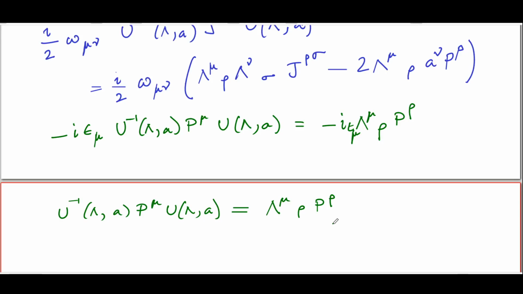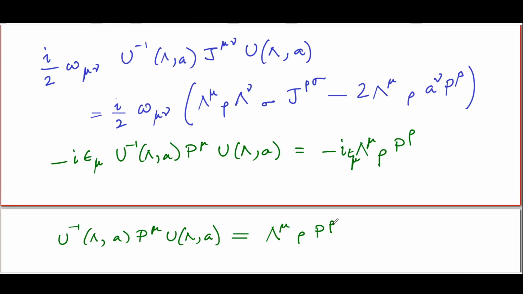Let us now take a closer look at the omega mu nu transformation rule, or rather the J mu nu transformation rule. Note that the transformed version of the operator J mu nu, U inverse lambda a J mu nu U lambda a, is on the left hand side, contracted with omega mu nu. On the right hand side, there is something else which is contracted with omega mu nu.